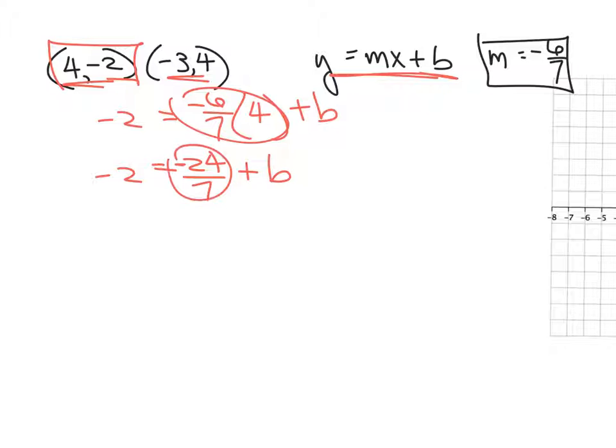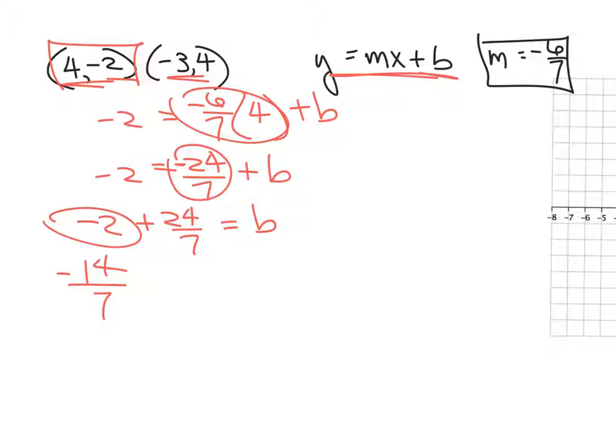I'm going to move this over, so I add it to both sides. I've got to find a common denominator there. So negative 14/7 is the same as negative 2. So I get 10 over 7 equals my b. Okay? So I found everything that I need.